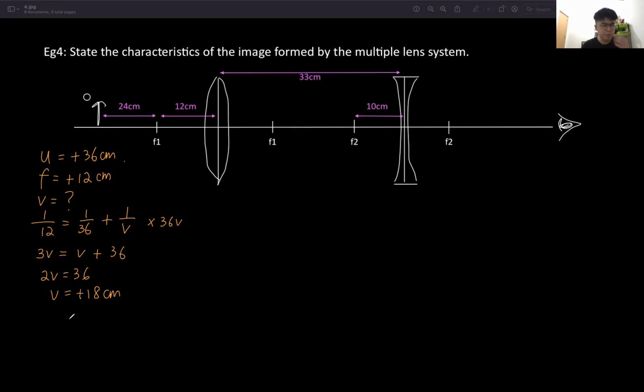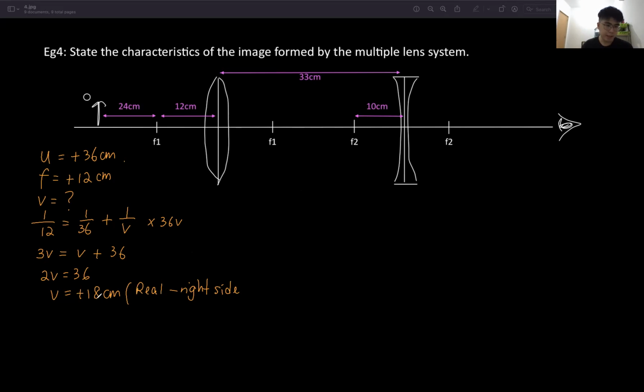You don't need to write the sign. I'm just writing it for you to see the difference, but in the exam, you don't need to write the positive sign in front. So positive 18 cm means it is on the right side. It's a real image, on the right side of the first lens, not the second one.